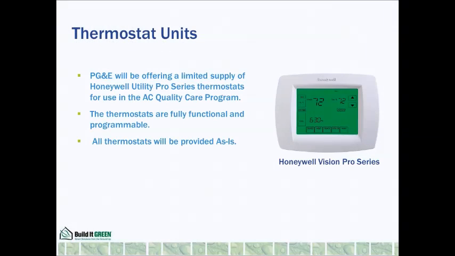The Thermostat program was developed as a result of a decommissioned program that had been designed to improve energy efficiency. We have approximately 3,000 Honeywell Vision Pro series programmable thermostats available, and PG&E has been good enough to allow us to use this as a value added to the AC Quality Care program. So I'm very excited to present this as just another way to improve energy efficiency in the homes that we're servicing.